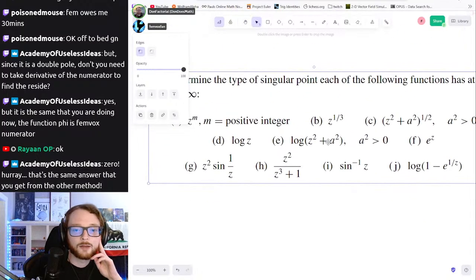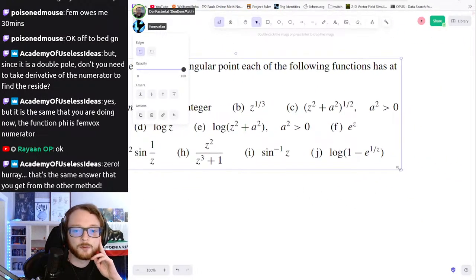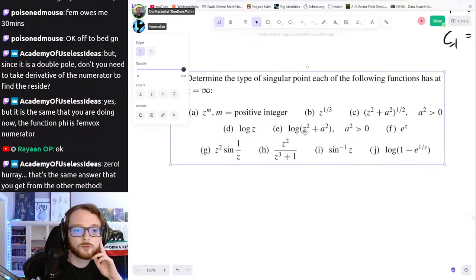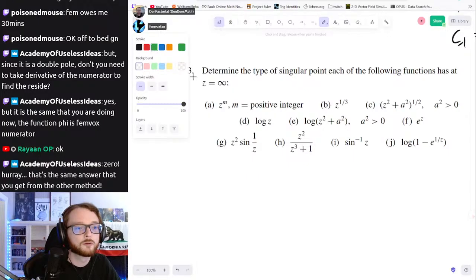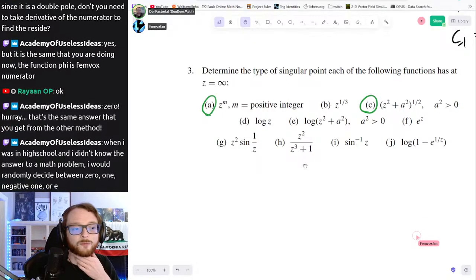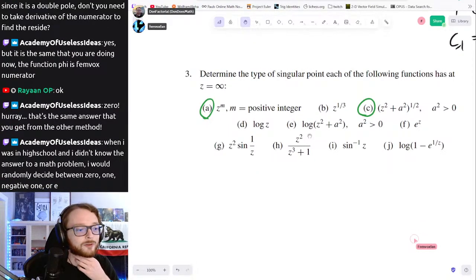This one had quite a few parts, but I think I only chose 2 of them for us to actually do. 3, A, and C. Oh, classify the singular points. I'm bad at these. So this is specifically at infinity. And I'm even worse at those. That's why I chose this one, because we should at least do it a little bit. I'm not good at that either.